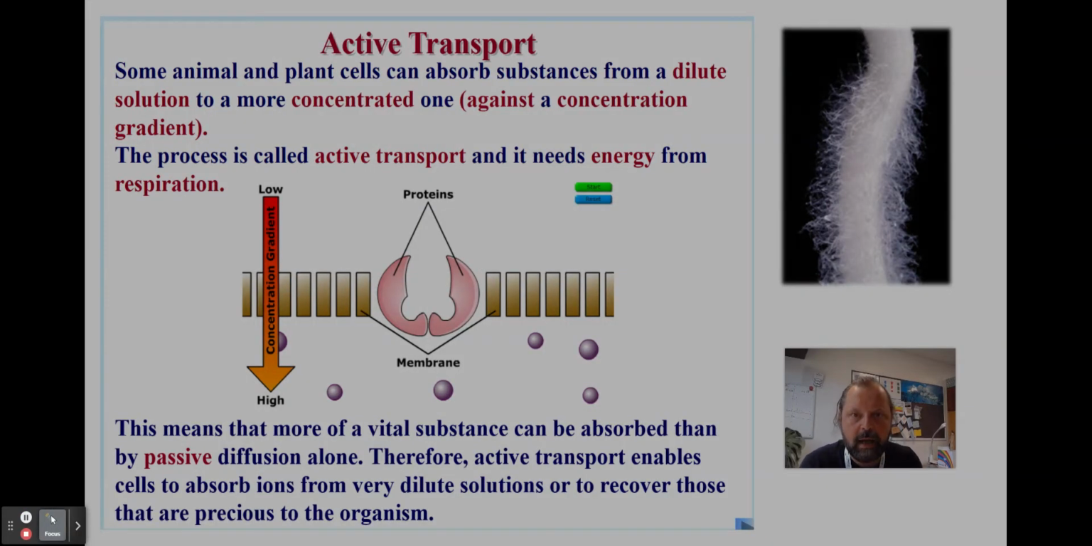Hi, and welcome back. This is our final discussion of transport of materials in living things, and I want to talk about the process of active transport. So this is the odd one out.